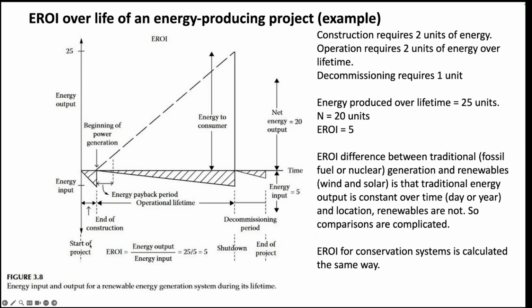So here's the energy output, the energy input, and the time period. So we've got the beginning and end of construction. It's going to be using energy, and then the operational lifetime. It's going to use some energy, but it's going to generate much more. And then the decommissioning will use energy too. So with this analysis, you can calculate the energy return on investment is energy output divided by energy input. It's going to be 25 over 5, so it's 5.